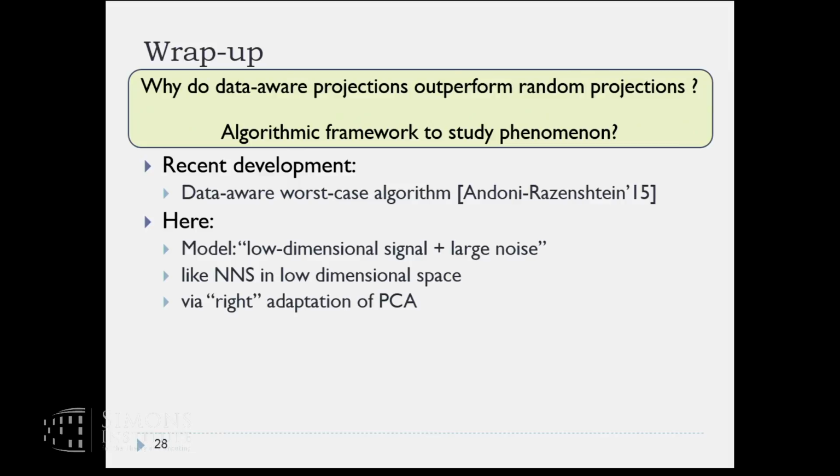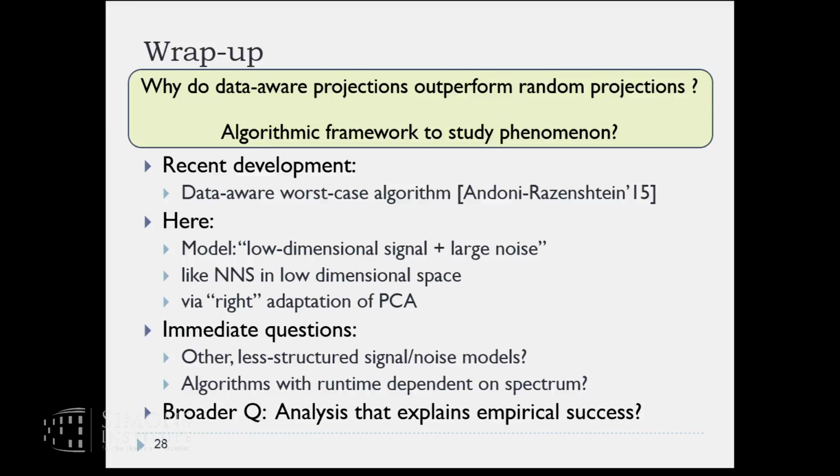Let me just point out that after this work, there are some other algorithms that look at data-aware analysis, so they depend on the data points. In this case, it's for worst-case algorithms. It was done by two or three papers by Andoni, Razenshteyn and a few other co-authors. This is one of the papers, the tight result. And here we didn't look at worst case, we looked at low-dimensional plus noise. And we showed that using PCA is really effective on these kinds of models. So hopefully it can explain when to use it, or why it is effective.